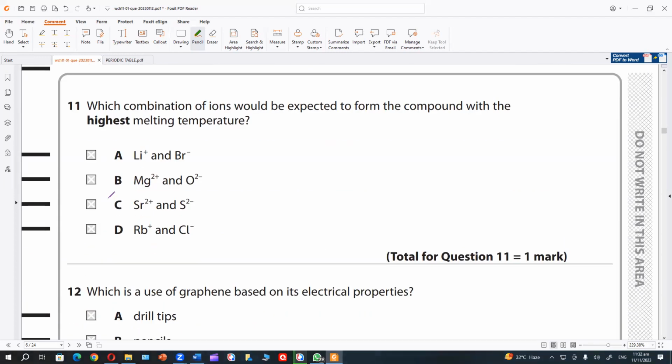Which combination of ions would be expected to form the compound with the highest melting temperature? Now, this is a bit tricky one. Again, you have to see the periodic table: lithium and bromine, MgO, and Pb and Cl. Now, this was a question in our topic 3 test. The answer is MgO, but I'm not sure why. But any reason? MgO is a famous ionic compound with a very high melting point.